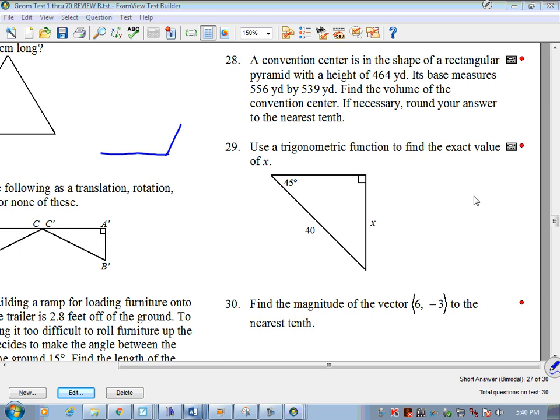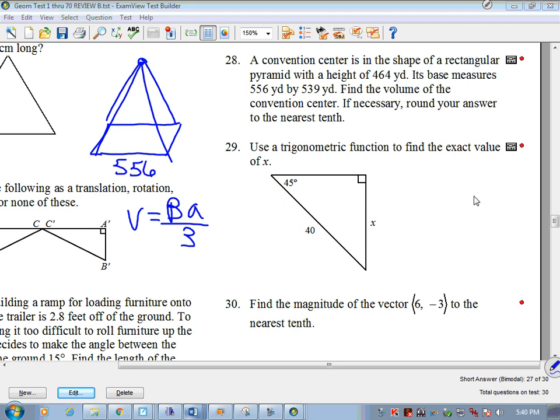All right, so we have something that looks like this. Okay, so we have to go back. We've got to remember our volume formula. Let's see, volume should equal the area of the base polygon times our altitude divided by 3. So if we're 556 by 539, we're going to have to multiply those things together to get my B. And they tell me that my altitude is 464.